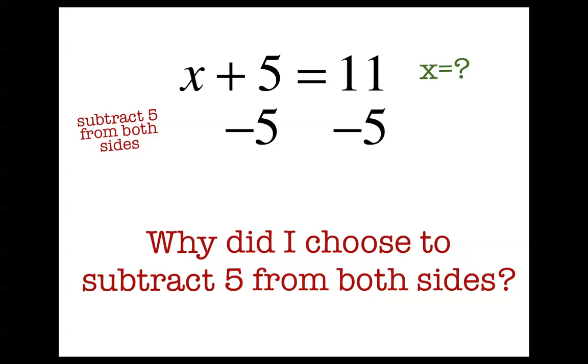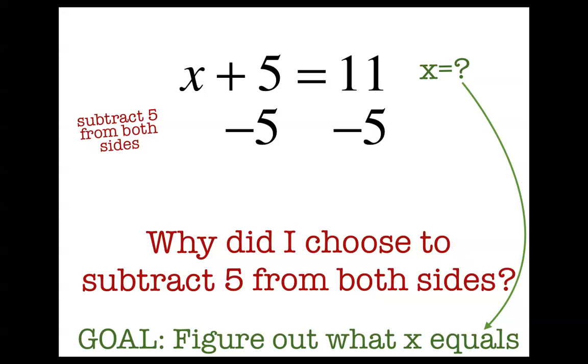Why did I choose to subtract 5 from both sides? How come I didn't choose to multiply both sides by 83 or divide both sides by 100? Well, I chose to subtract 5 from both sides because my goal is to try to figure out what x equals. That's what I'm trying to do. I'm trying to solve this equation.